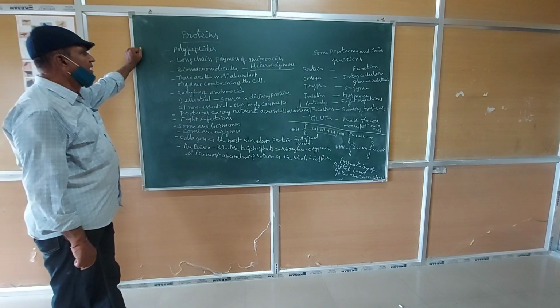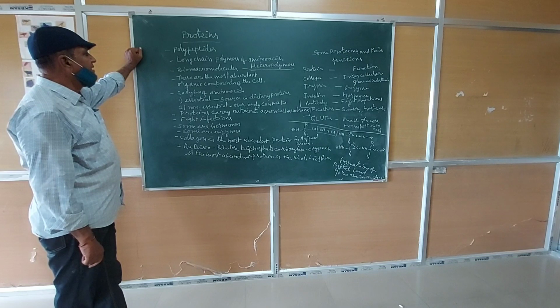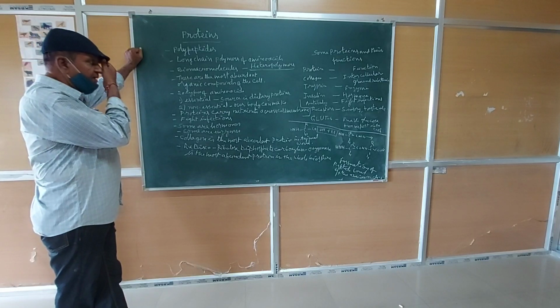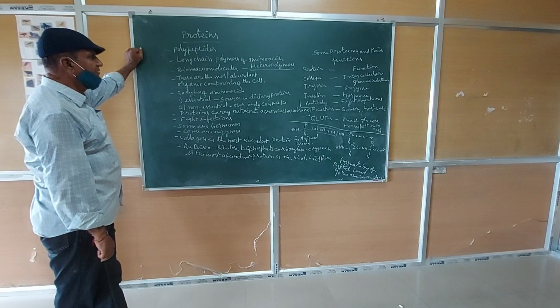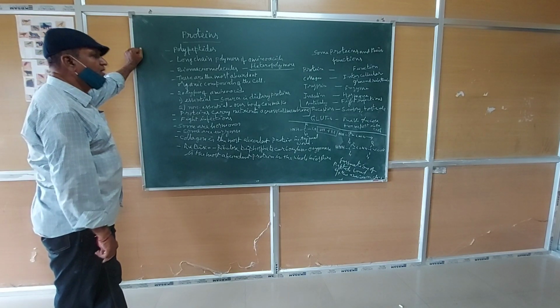Proteins are polypeptides. Proteins are polymers. These are the long chain polymers of amino acids. These are heteropolymers. Hetero means different amino acids. These are the biomacromolecules which are found in the acid insoluble pool.